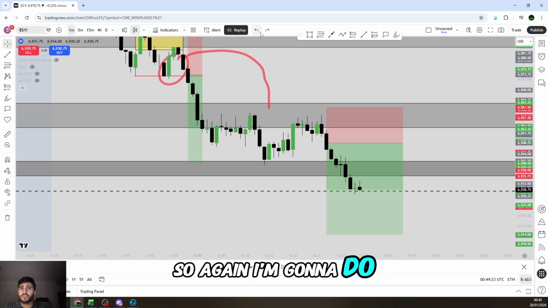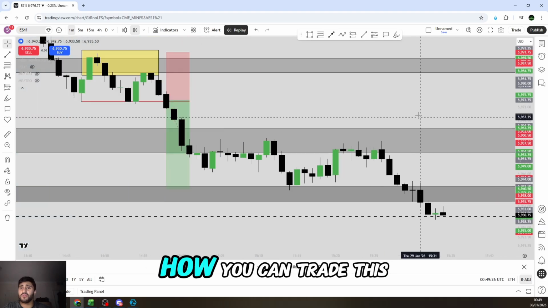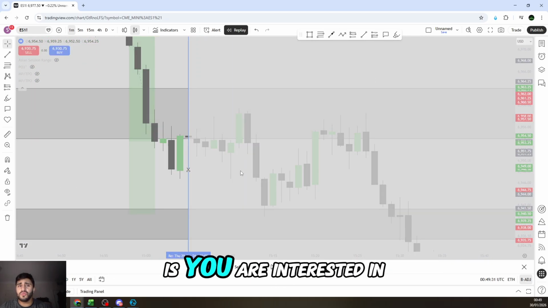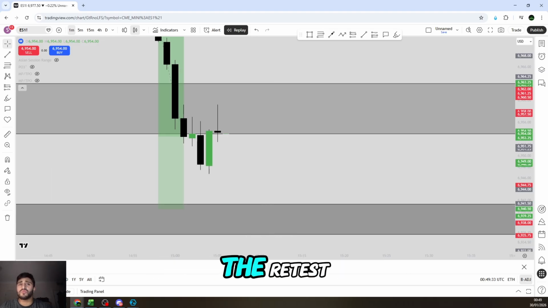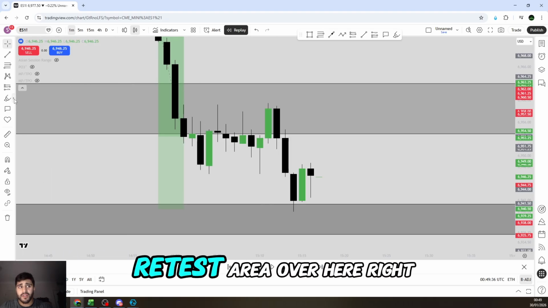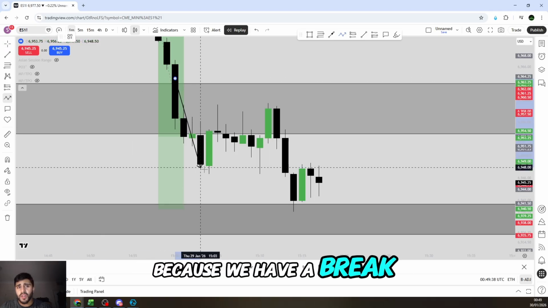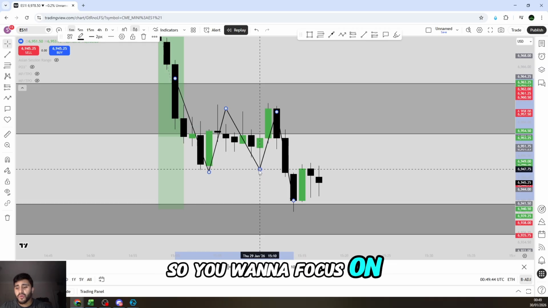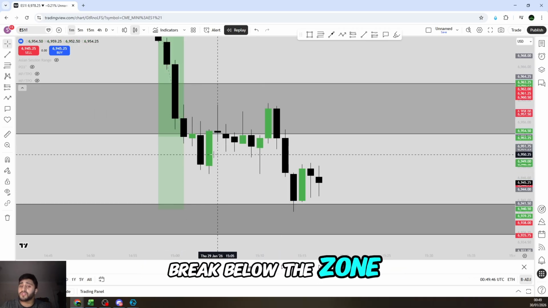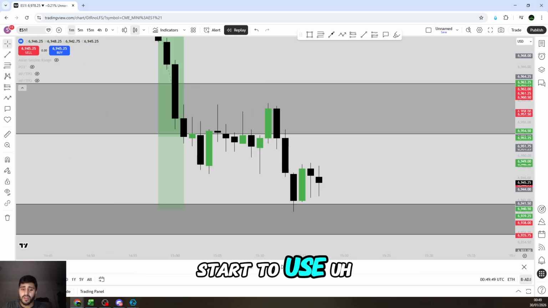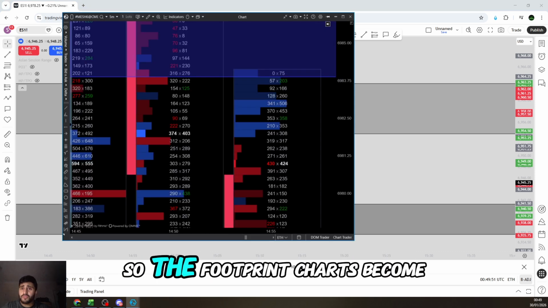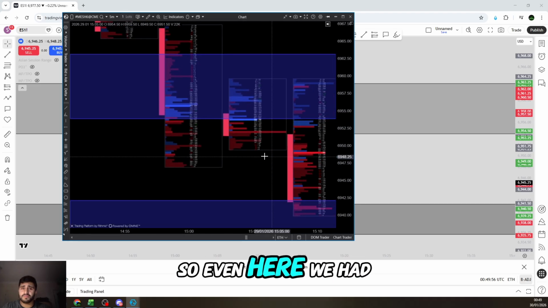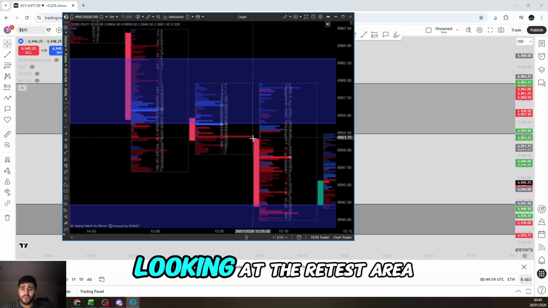So again, I'm going to do a very, very detailed dive as to how you can trade this key level. Now, realistically, you are interested in the retest, right? This is the retest area over here, because we have a break below, then we're retesting, and then we're breaking lower. So you want to focus on what's going on after the break below the zone. That's where we start to use the footprint charts again. The footprint charts become useful because you actually know what you're doing, simply put. So even here, we had the break and we're now looking at the retest area.